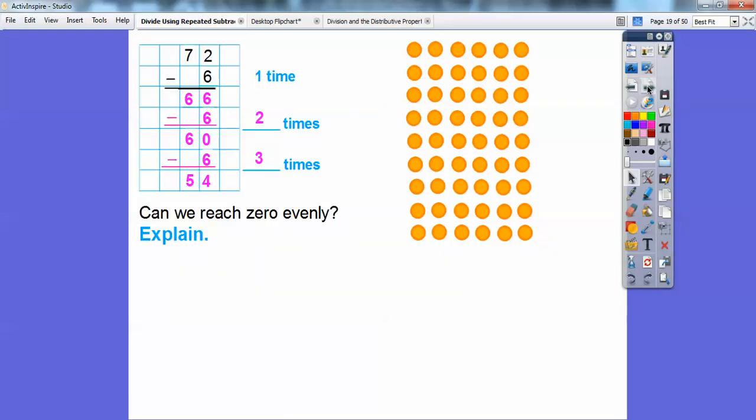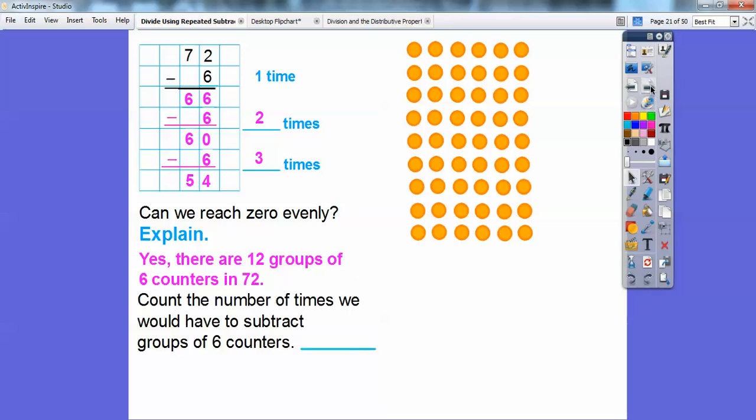Can we reach 0 eventually? Well, sure. I can keep taking off this row of 6, then this row of 6, then this one, this one, this one, until we take off the last row of 6 and there's nothing left. So explain. Yes, there was 12 groups. Here we took away 3 already. Here's another 4th group of 6, a 5th, a 6th, a 7th, an 8th, a 9th, a 10th group of 6, an 11th group of 6, and then finally a 12th group of 6. So there's 12 groups of 6 counters in 72.